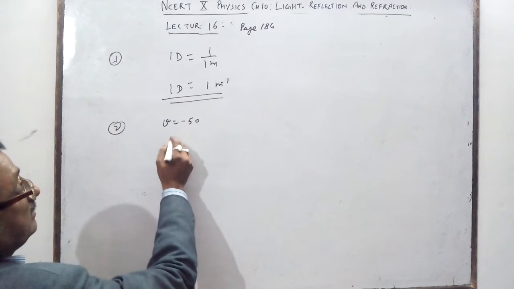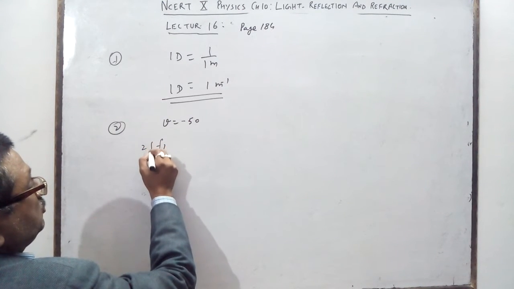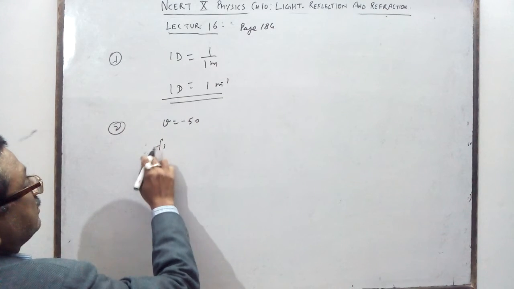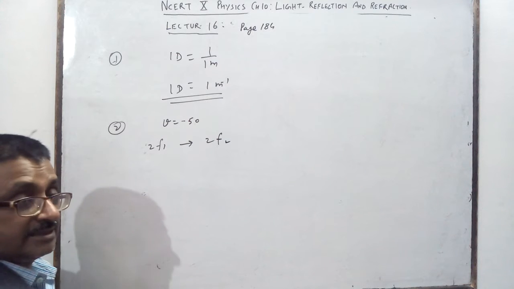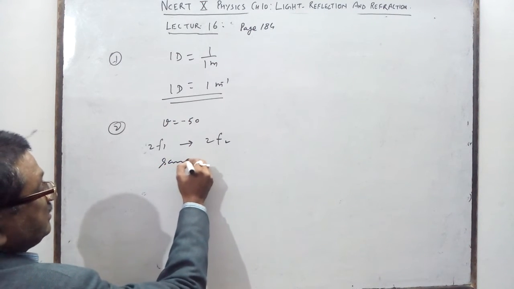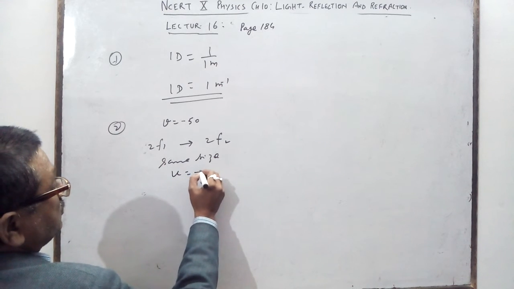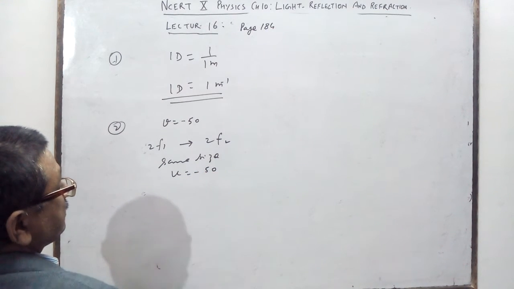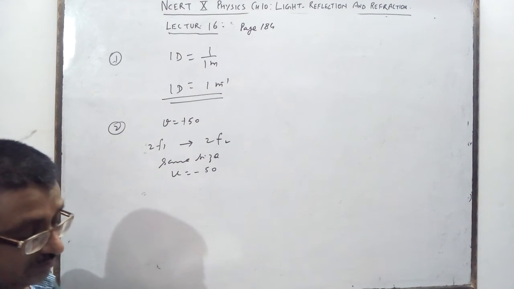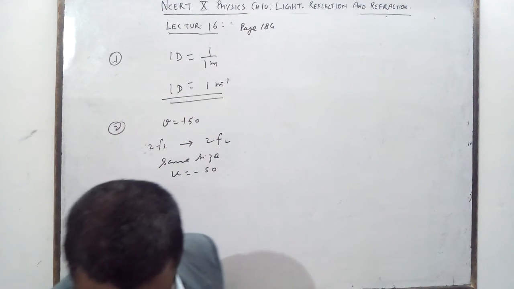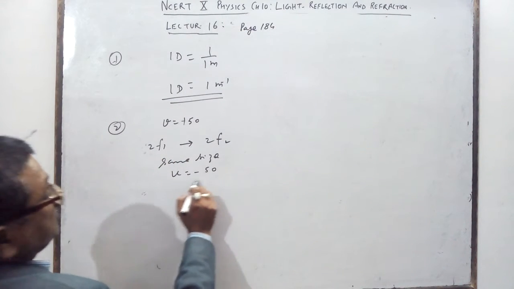Equal size means the object is at 2F1, and under that condition the image will be at 2F2. Same size means U is also minus 50. The image is formed on the opposite side, so V is equal to 50 centimeter, not minus, and U is equal to minus 50.